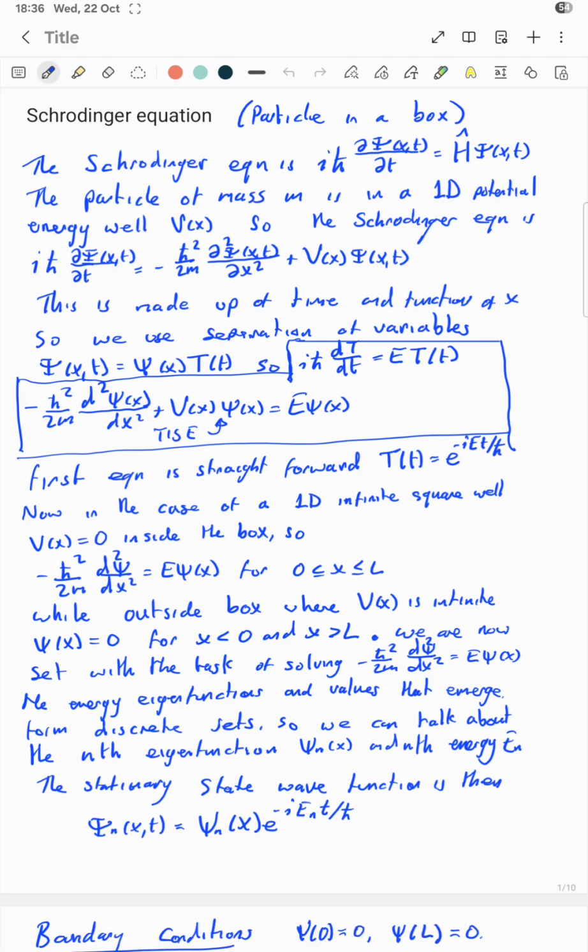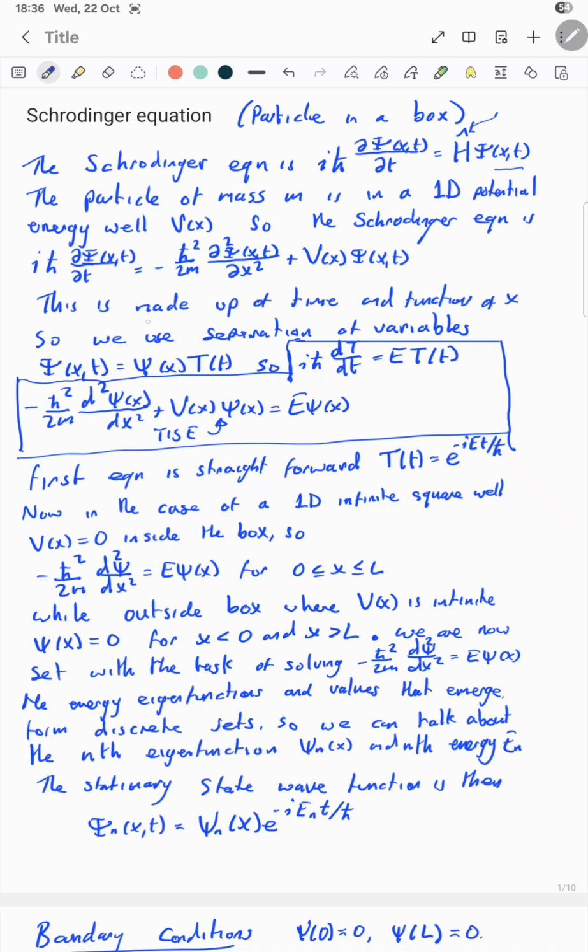Right, this is the Schrodinger equation. We'll start with the case of a particle in a box. The Schrodinger equation is i h bar ∂ψ(x,t)/∂t = Ĥψ, where Ĥ is the Hamiltonian operator, and ψ(x,t) is the wave function in the dimension x. The particle of mass m is in a 1D potential energy well, V(x).